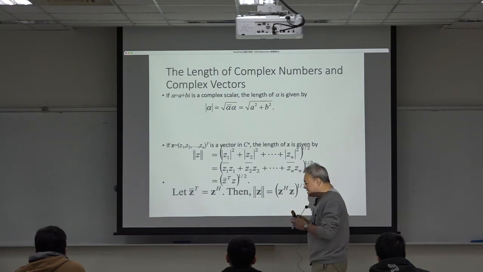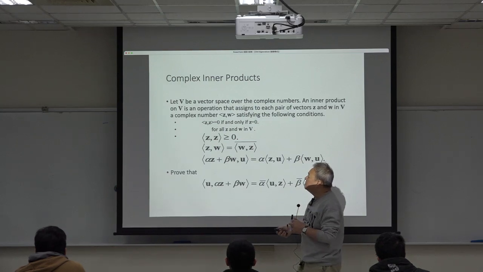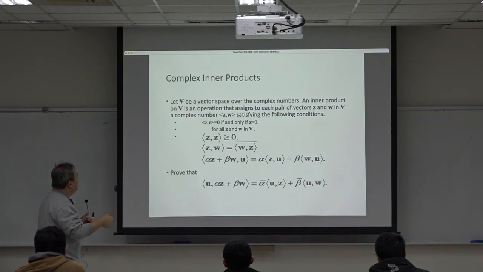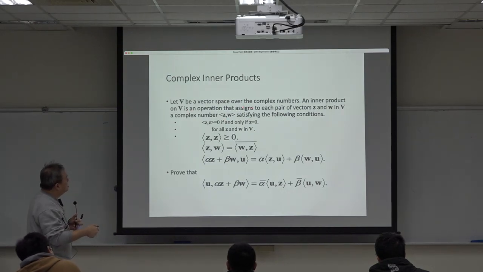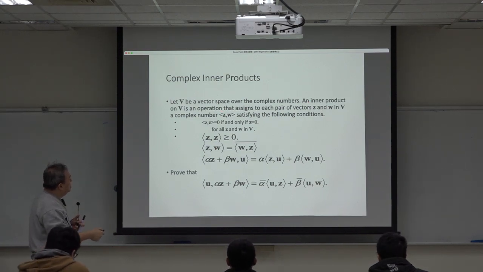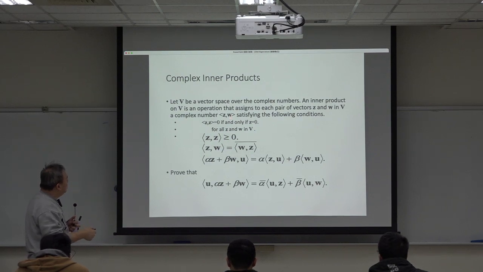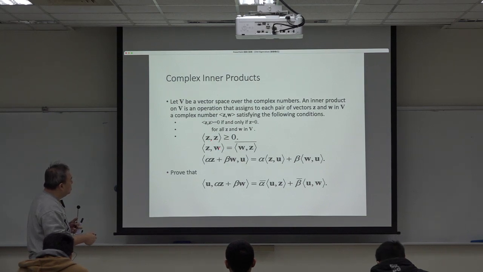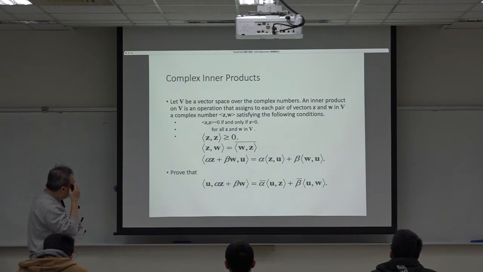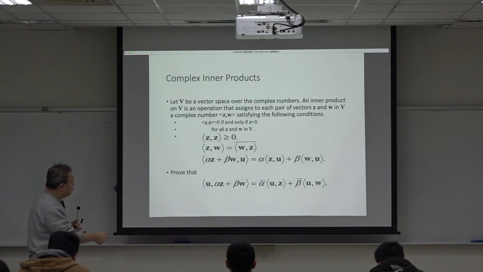So now, once we define this, there are several things we can do. First, if V is a vector space over complex numbers, an inner product on V is an operation that assigns to each pair of vectors z and w in V a number, satisfying the following conditions: z inner product z equal to 0 if and only if z equal to 0. For all z and w in V, z inner product z is greater or equal to 0.